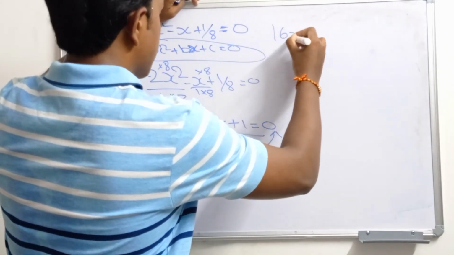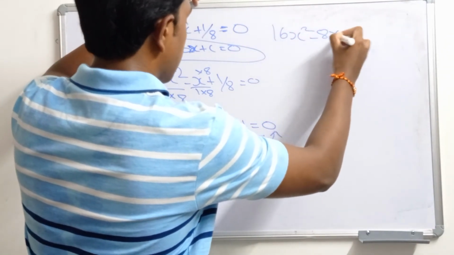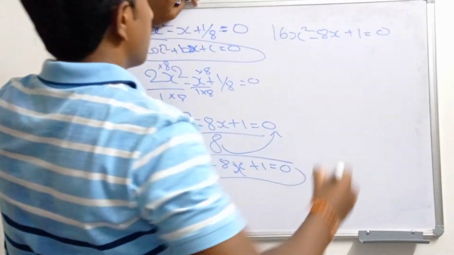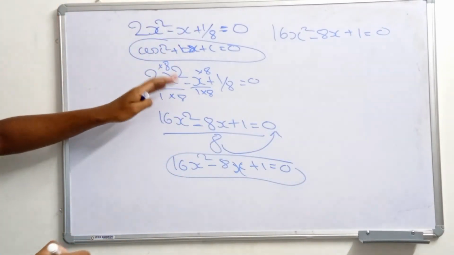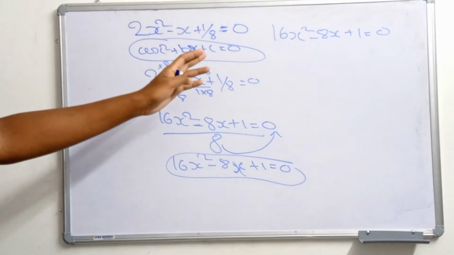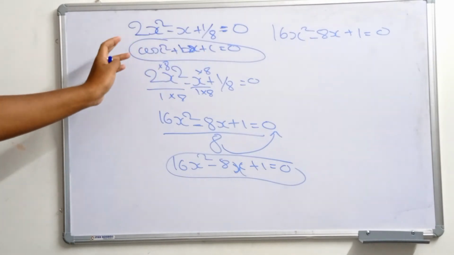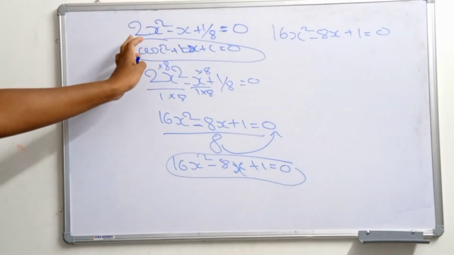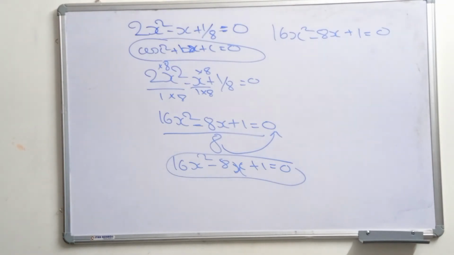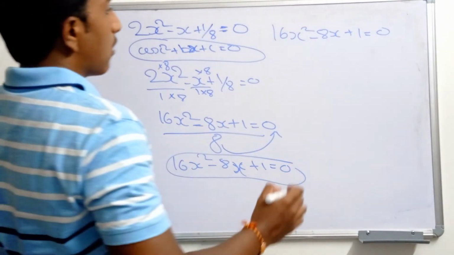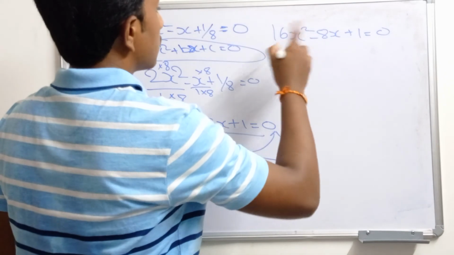I am writing it here. 16x square minus 8x plus 1 is equal to 0. First, after checking that the complete equation is quadratic, and after comparing with this formula, the third step is that you have to multiply the constant term and the coefficient of x square.